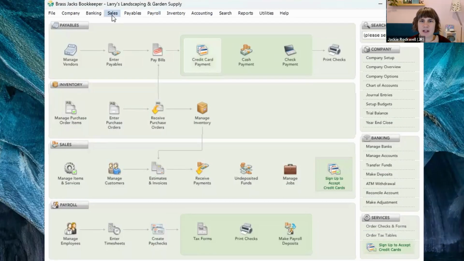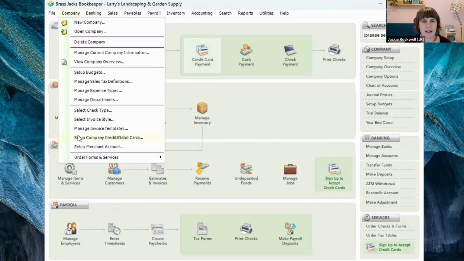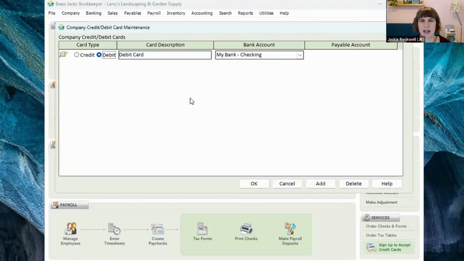To set up your debit and credit cards, you're going to go to Company and then Set Up Company Debit and Credit Cards. And then you can set them up in here. So on the left, you'll choose whether it's a credit card or a debit card. I have one debit card set up in here, and then you tell it what bank account it's tied to.